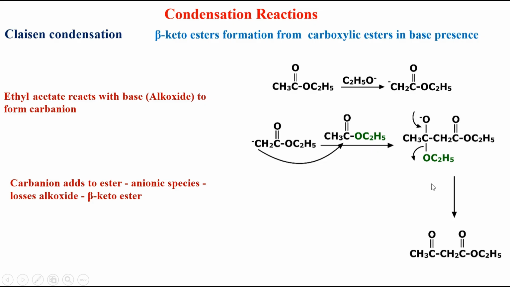So what it does is it moves back, giving the electrons back to the carbonyl. It has an easy leaving group, the ethoxy group, and the carbon-oxygen bond breaks and ethoxy leaves as ethanol, giving rise to a beta keto ester. This is Claisen condensation.